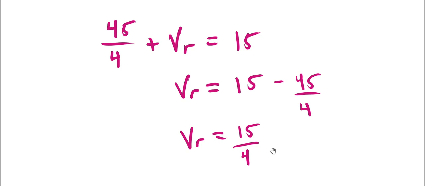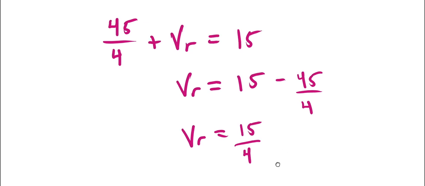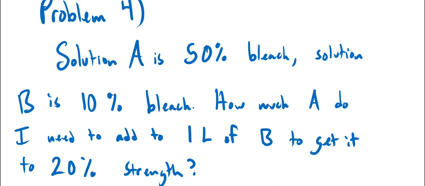So the river is going at about 3.75 miles per hour, and the boat is traveling at 11.25 miles per hour. All right, so let's look at problem 4.